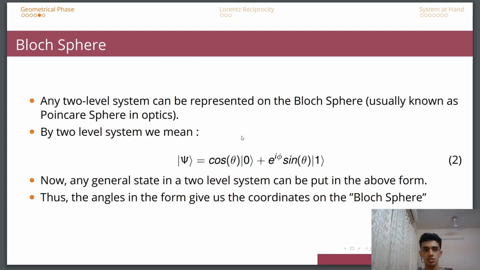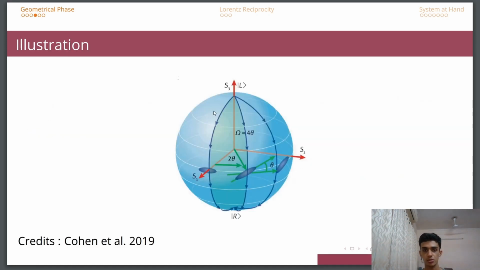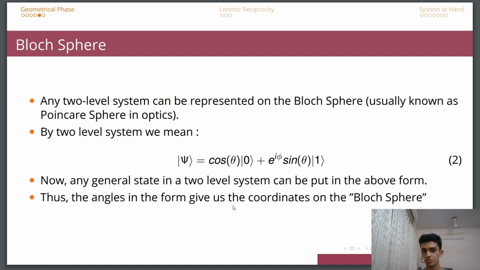So moving on. Now there's an essential concept of the Bloch sphere. Some of you might have noticed, I had marked it as S1, S2, S3 and L and R. This is essentially the notation used for a Bloch sphere in general. Now, what is a Bloch sphere? It's a very universal concept. Whenever I have a two-level system, it can be represented on the Bloch sphere, which is usually known as the Poincare sphere in optics.